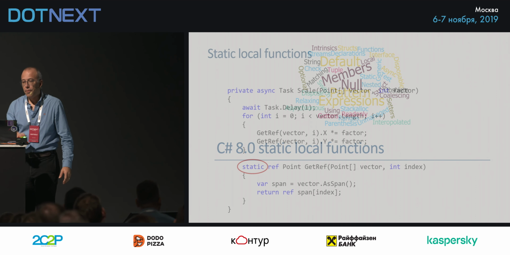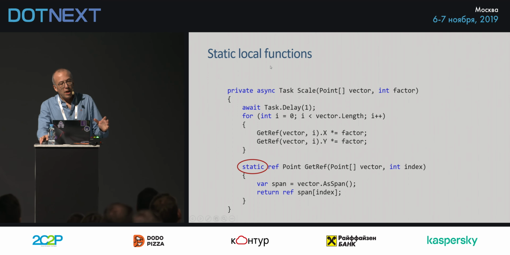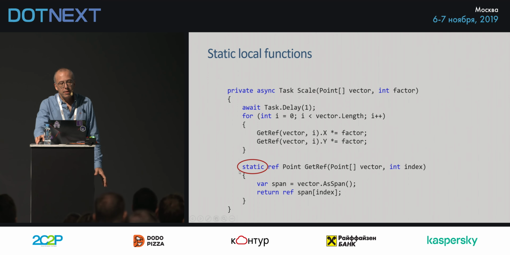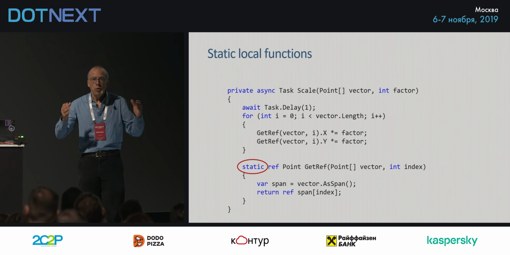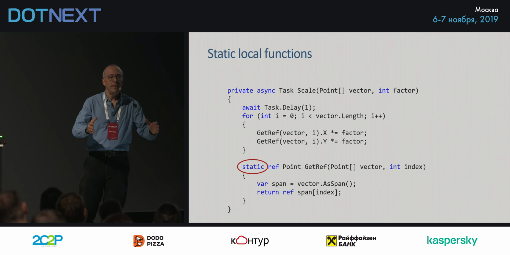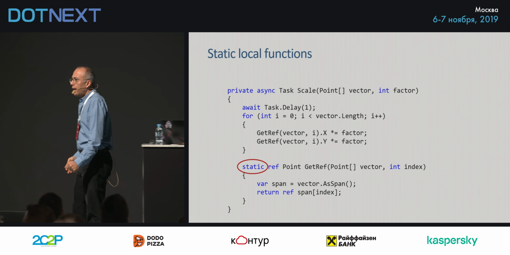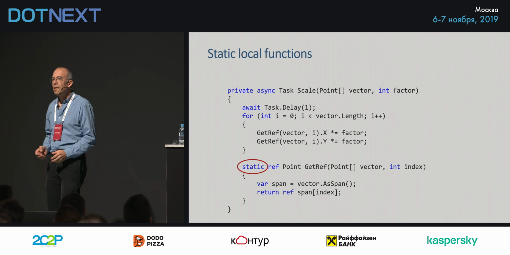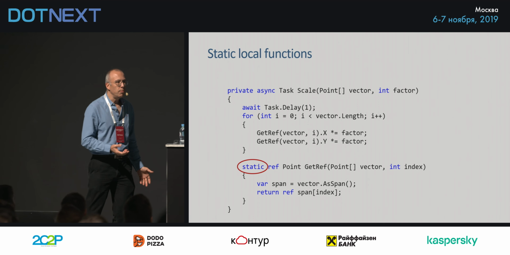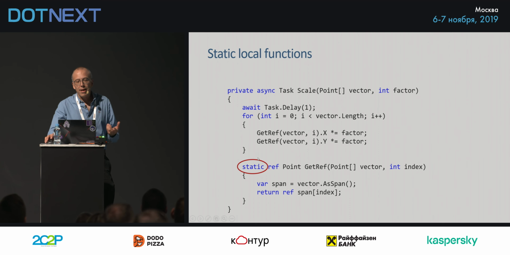So we have a static local function. I chose a very specific case. The static here is the core of the feature. So if you have a local function, you can mark it as static, which is the feature that is new in C# 8. But I didn't want to show a kind of local function that just adds 2 numbers, because it will be too stupid. And I wanted to bring to your attention another case.